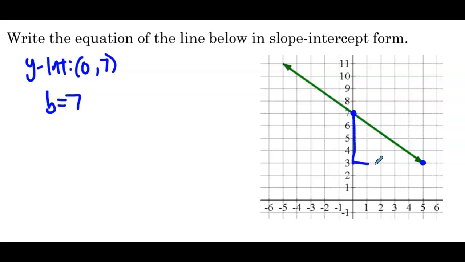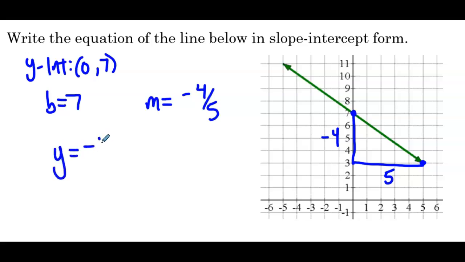So looking at our slope, we go down 1, 2, 3, 4. So down 4, so -4. And then to the right, 1, 2, 3, 4, 5. So the slope, right, change in y over change in x, is -4 over 5. So the equation of the line then in y equals mx plus b form is y equals -4 over 5x plus 7.